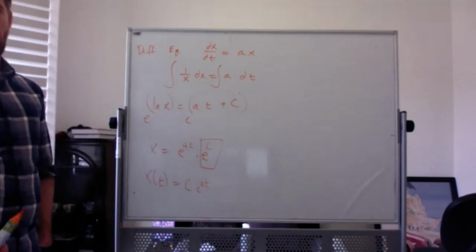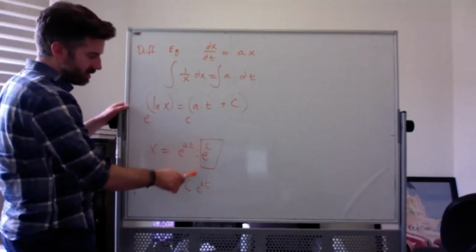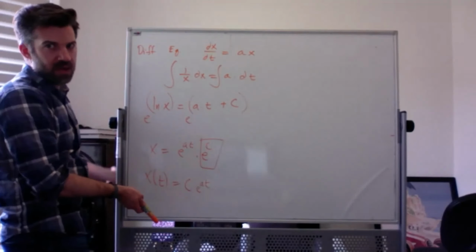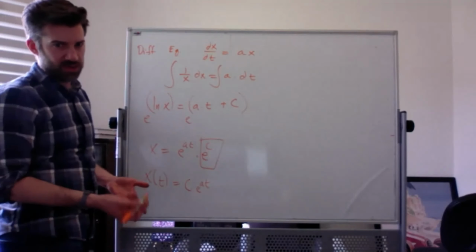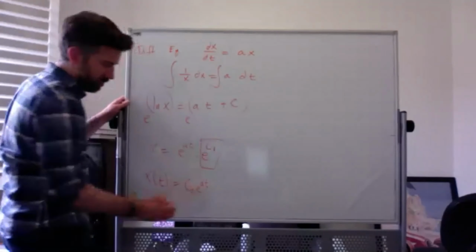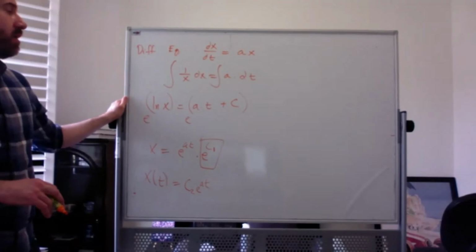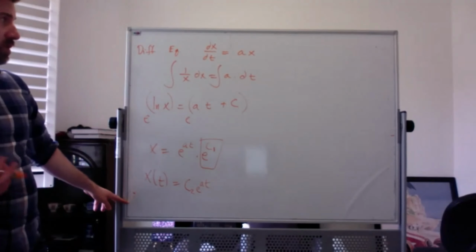It's pretty typical to call that constant just capital C. So don't be confused, right? This c and this c aren't the same exactly, but we're just saying it's a constant. I can call it c. But if you don't like that, you can call this one c1 and this one c2, if that makes you feel better about them not being the same. So this is our general solution to this, right?